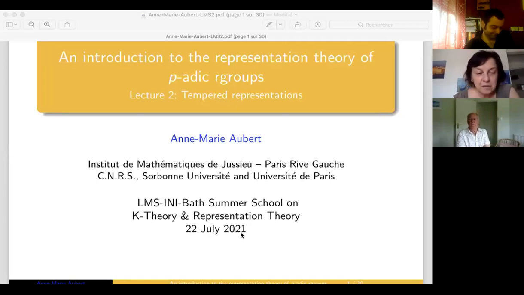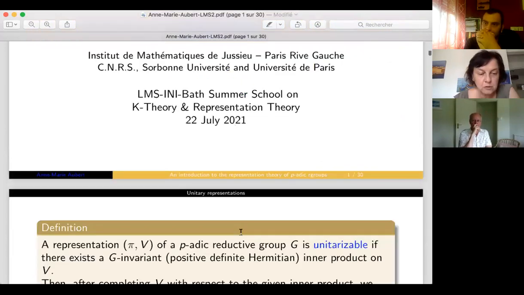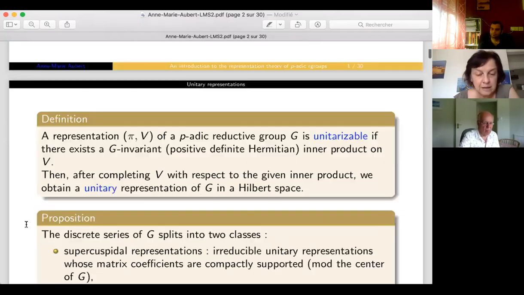Okay, so thank you. Today we will concentrate more on temporal representation, but first we will finish some things about the square integrable mod center representations. First we will introduce the notion of unitary representation. A representation is said to be unitarizable if there exists a G-invariant positive definite Hermitian inner product on the vector space of the representation. After completing that vector space with respect to the given inner product, we get a unitary representation of G in a Hilbert space.